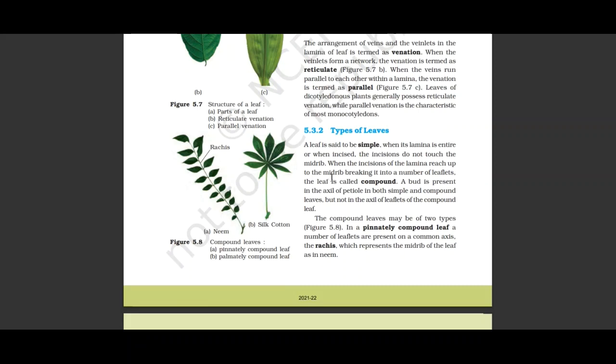Let us see the types of leaves. A leaf is said to be simple when its lamina is entire or when incised, but the incision does not touch the midrib. When the incision of the lamina reaches up to the midrib, breaking it into a number of leaflets, the leaf is called compound. A bud is present in the axil of the petiole in both simple and compound leaves, but not in the axil of the leaflet of the compound leaf.